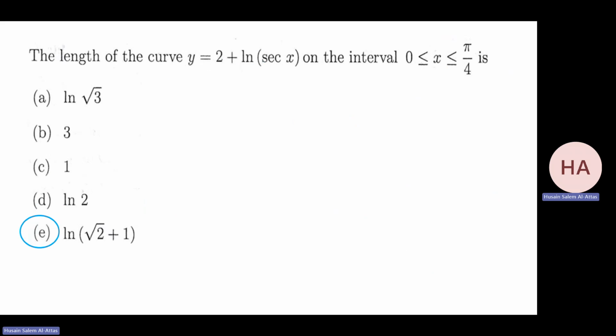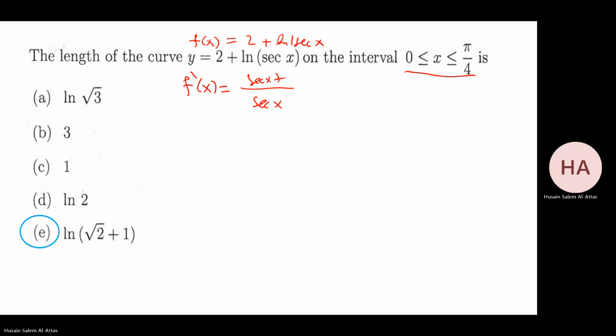The length of this curve, this is f of x, equal this. And they have the x values. So L, so yeah, I know L, what is it? Now f prime. F prime will be what? Secant x, and they have secant, yeah. So it's tan x.